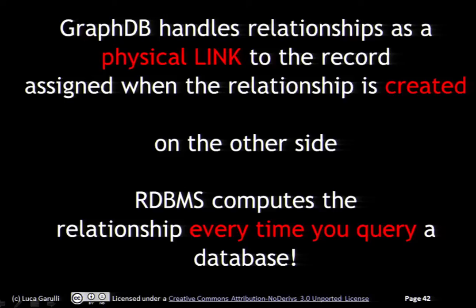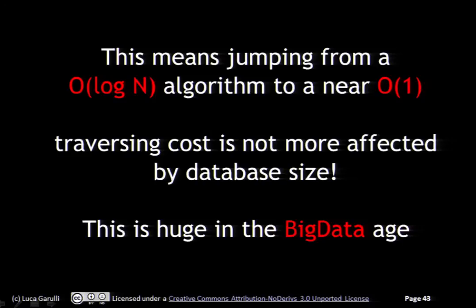On the other side, the graph database creates a link between records. In this case, when I store two documents, two records, the link is created, and it's a physical link. So when I retrieve all the graph or a part of the graph or of the tree, it's very efficient, because I can load hundreds of records altogether in a few milliseconds, because relationships are physical, stored in the database. There is no join cost. There is no lookup. This means that we jump from a log n algorithm to close to constant time to retrieve the information. This is huge in the big data age, because your database is growing, and the application is getting slower.